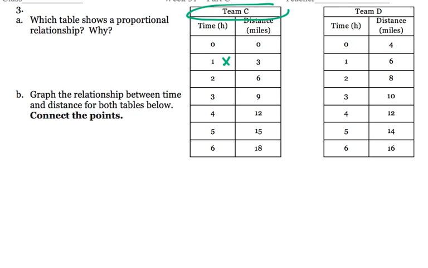And so 1 times what equals 3? Well, it's 3. And then 2 times what equals 6? It's also 3. And notice that this is a constant relationship. Even works for the 0, 0. And if we were to write this as an equation, it's like we're taking the hours, we're multiplying it by 3, and it's equaling the distance. So Team C is proportional.